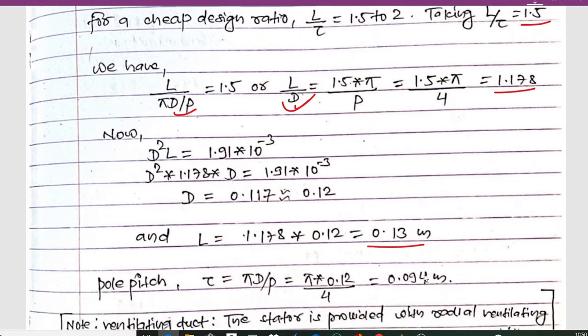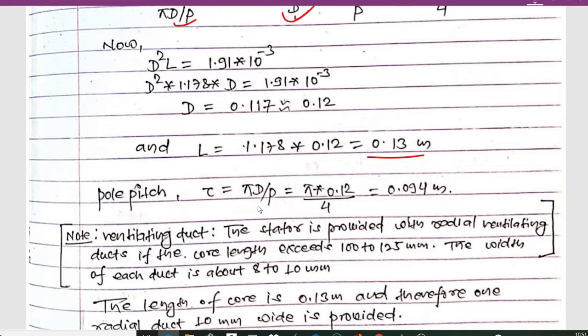Now in order to calculate the pole pitch we have tau as pi d upon p. So pi d upon p is going to give 0.094 meters, since d and p are given in the equations. So the value of the pole pitch is 0.094 meters.